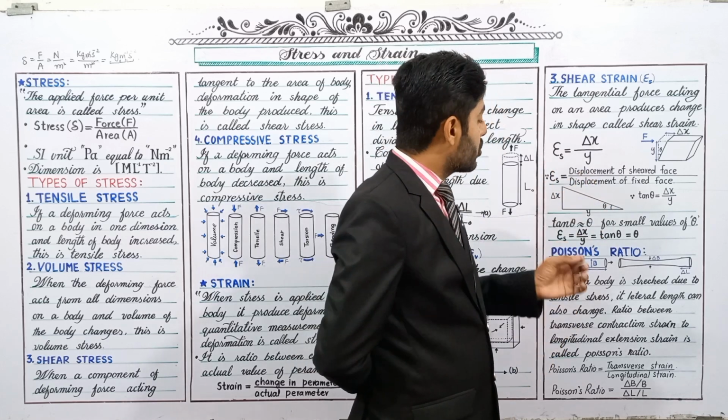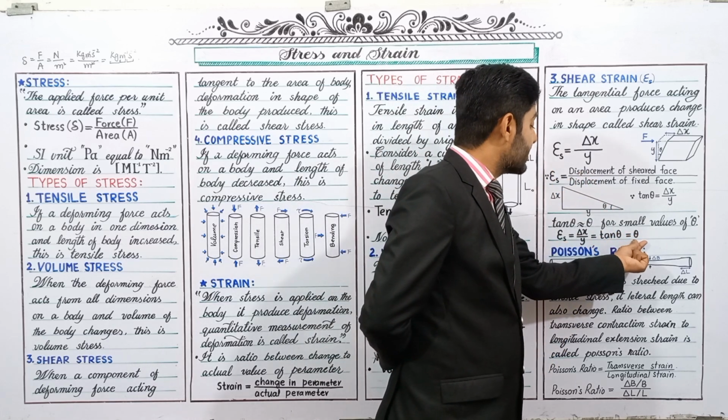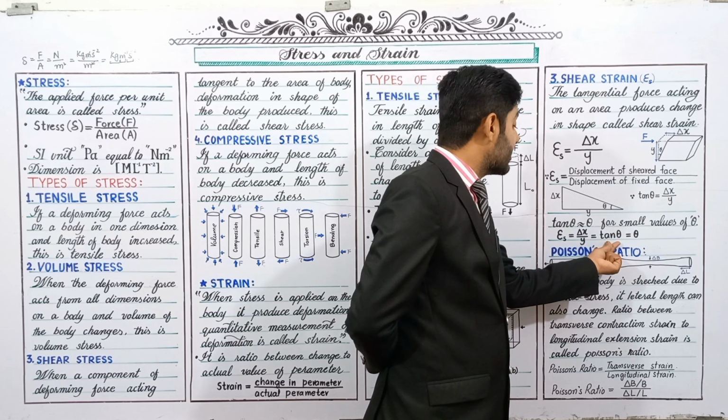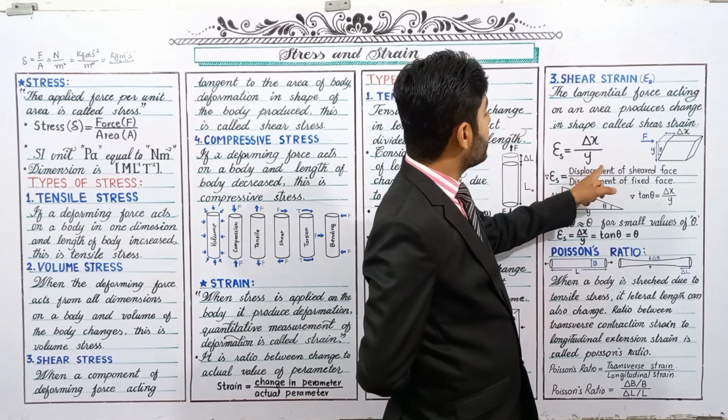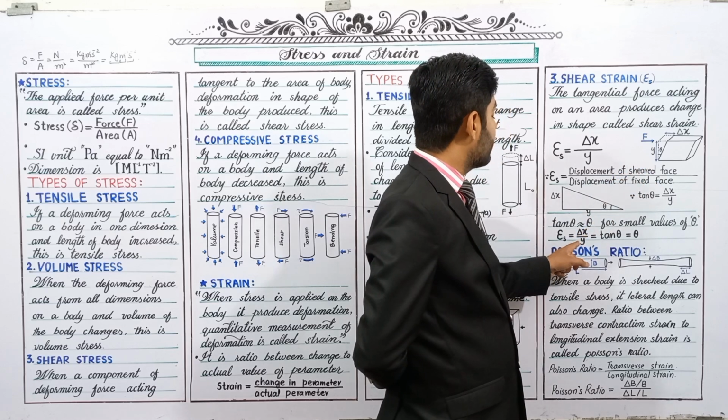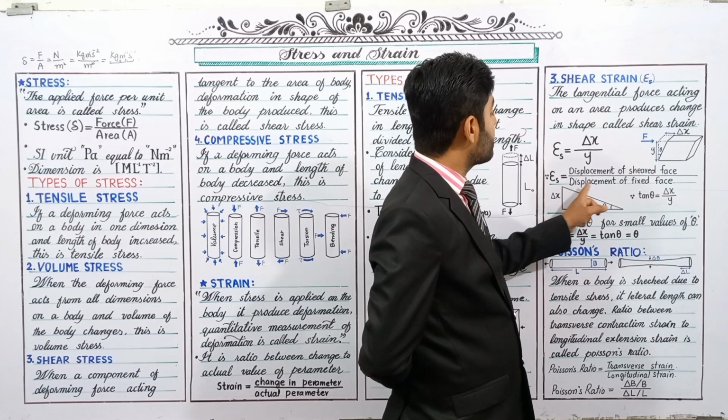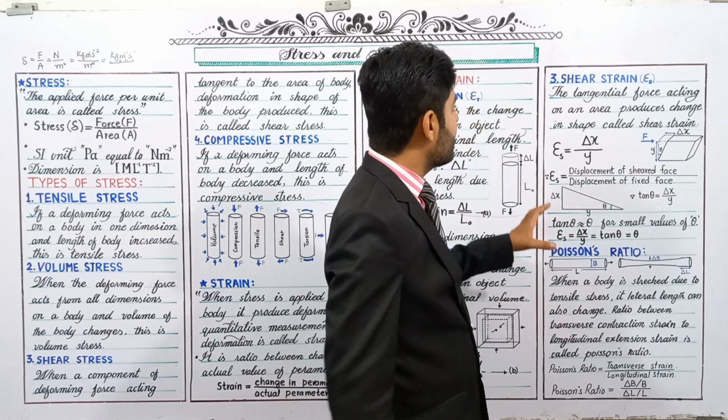I have told you to just start from the angle theta. Theta is approximately equal to tan theta, and tan theta is equal to perpendicular over base, and perpendicular is equal to displacement of the sheared face, and y is equal to the distance from the fixed face. In this way you can easily memorize this shear strain.